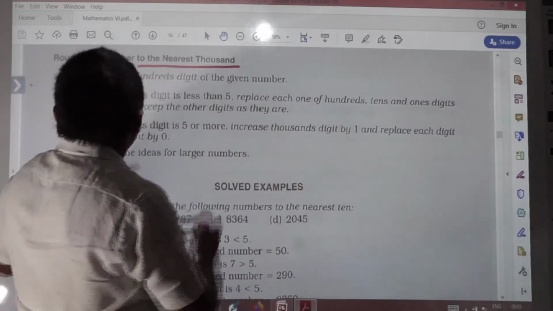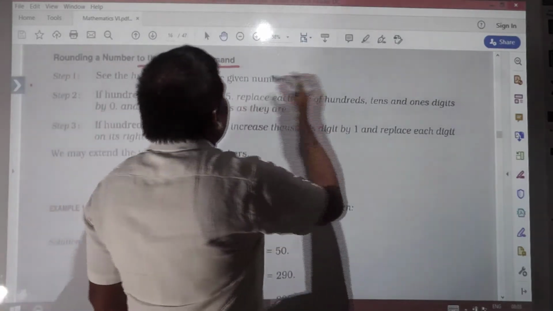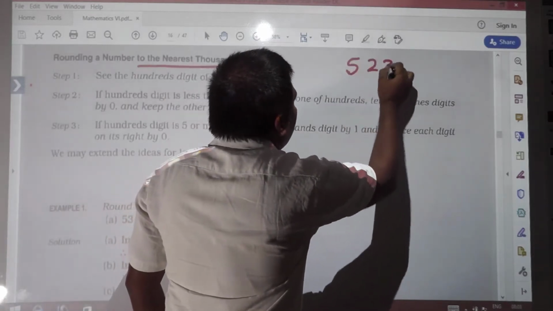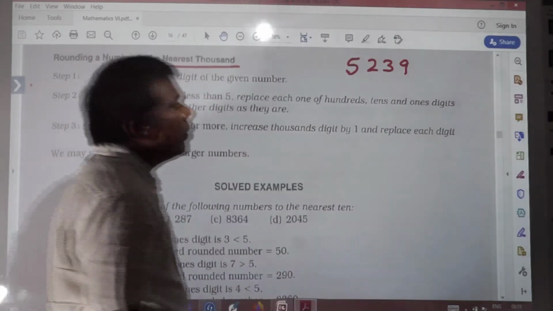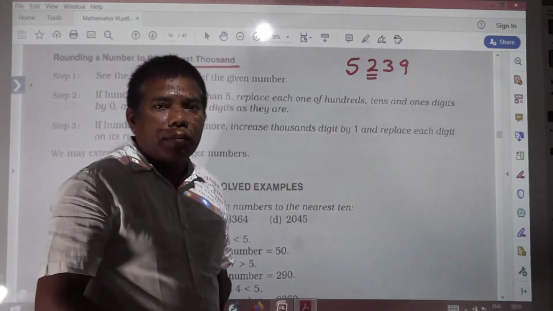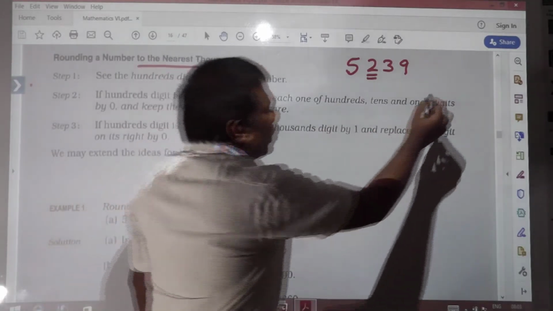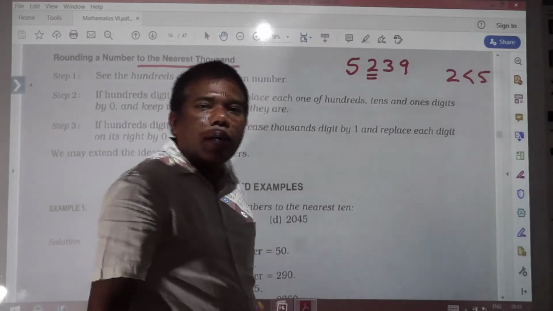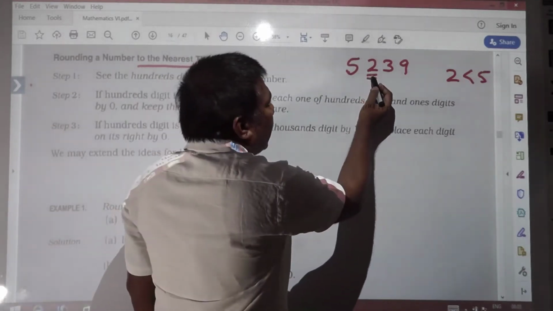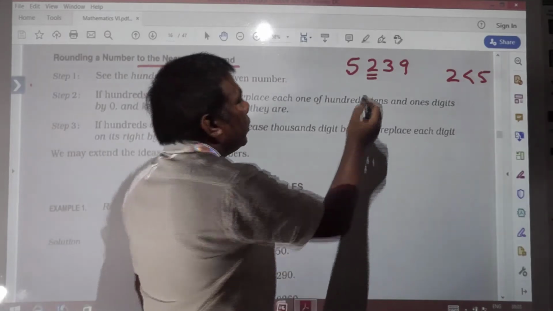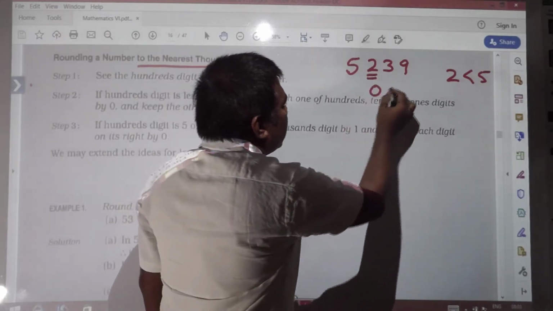So here we will take one example. Suppose you have 5239. What do we need to see? We need to see what number you have in the hundreds place. So you have 2, which is lesser than 5. What do you need to do? Whatever digit you have in the hundreds place, tens place and ones place is required to be replaced by 0.